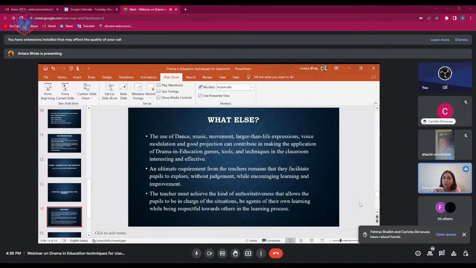Using dance, music, movement, all of these things that are performance related, larger than life expressions, voice modulation, ups and downs in voices, good projection, loud voice. These things can contribute in making the DIE application, the games, the tools, the techniques really interesting and really effective. The ultimate requirement is that the teachers remain as facilitators and they facilitate the students to explore, without judgment, while encouraging learning new things and also improving.